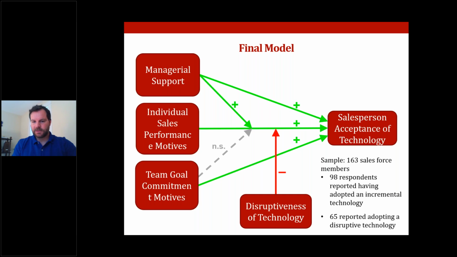However, if that technology is more disruptive, this leads to this sort of negative moderating issue here that you can see, where what we're seeing is that as the technology is more disruptive, now we're seeing less of a motive to adopt that technology on an individual level. And it makes sense. With an incremental technology, as I mentioned before, there wouldn't be training, there wouldn't be a major hiccup in that person's work processes.